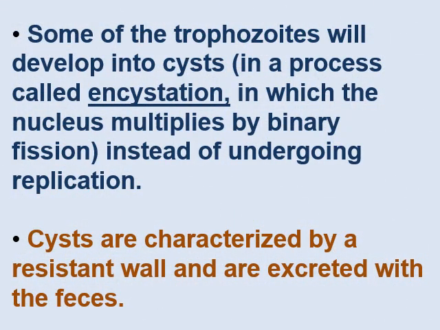Some of the trophozoites will develop into cysts in a process we call encystation, in which the nucleus multiplies by binary fission. So encystation is a process for protection, because it produces a hyaline membrane around the trophozoite, and for multiplication, because the nucleus in some protozoa will multiply in the cyst. The cysts are characterized by a resistant wall and are excreted with the feces.